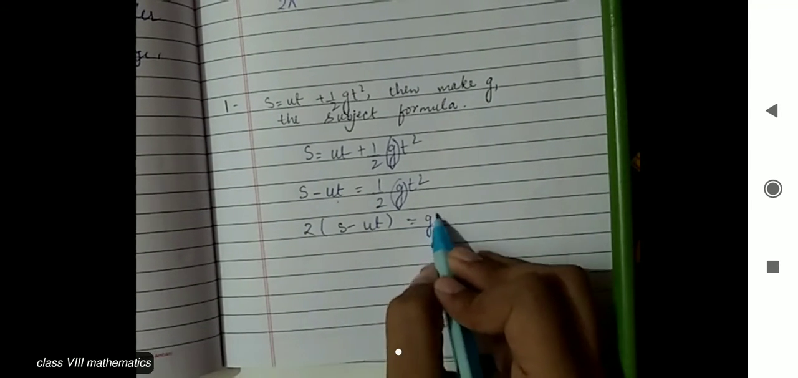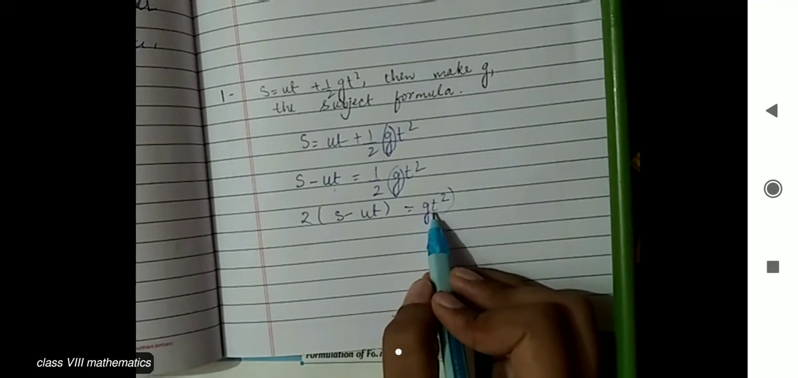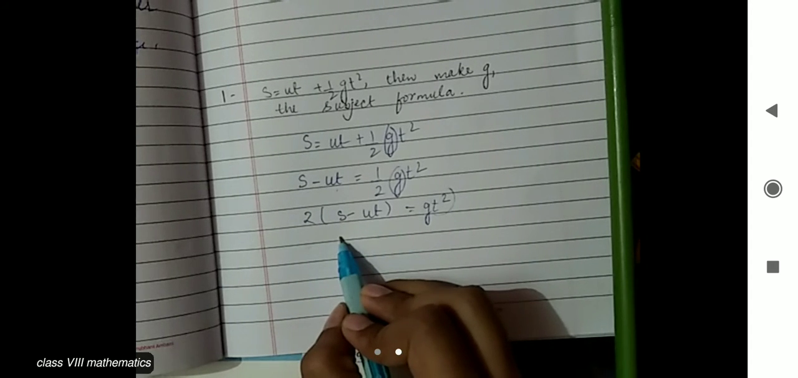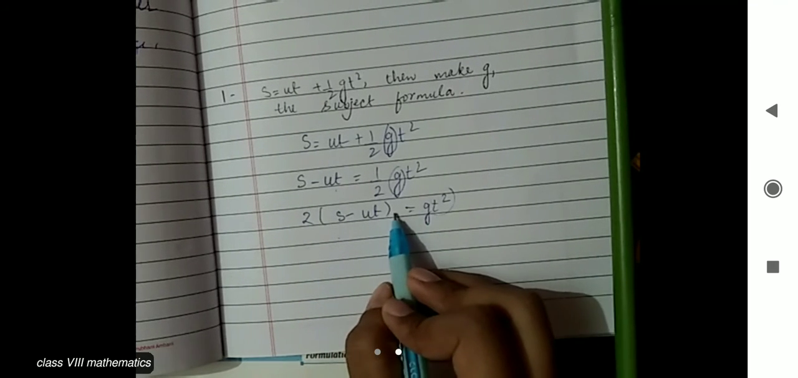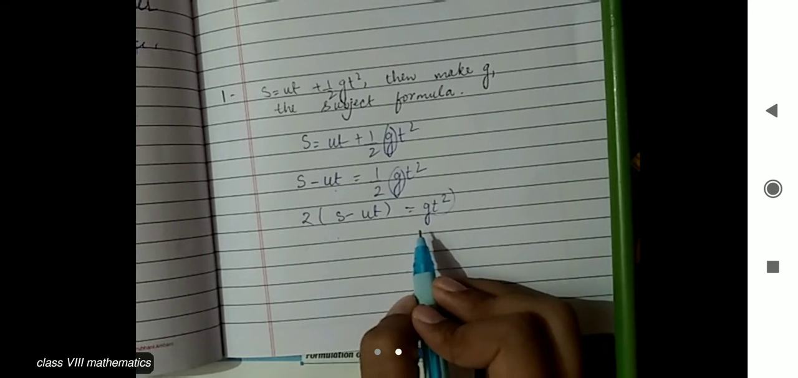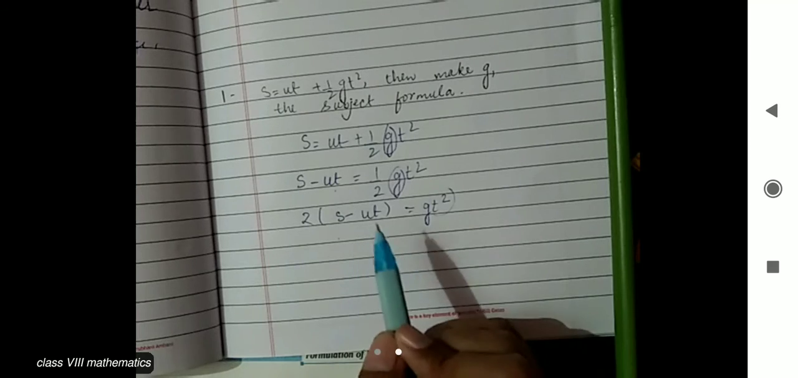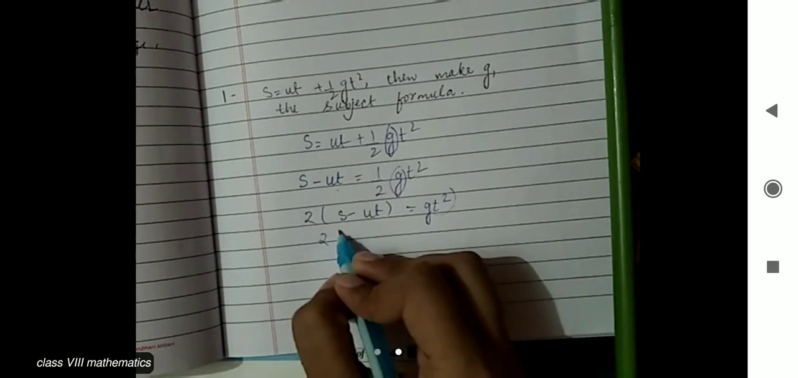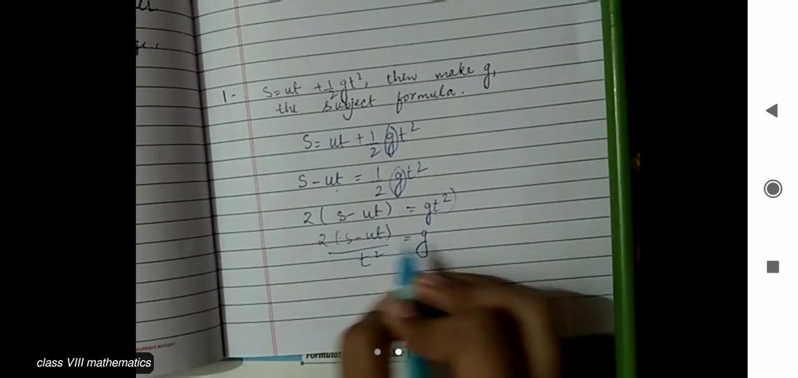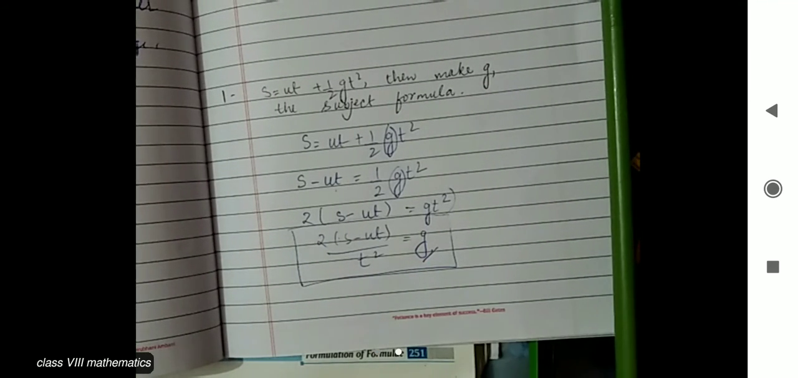Now what is left? gt square. So t square is attached with g, obviously in multiplication. When you want to transfer it, it will go in division. Opposite of multiplication is division, and opposite of subtraction is addition. You have to apply the transposing method. So it will be 2(s minus ut) upon t square. So now you have the formula in terms of g, and here g is your subject of the formula. You have to proceed.